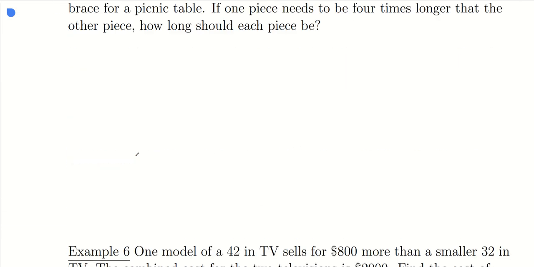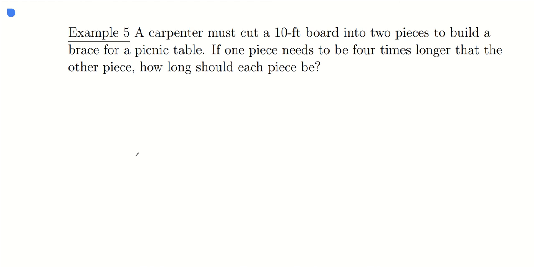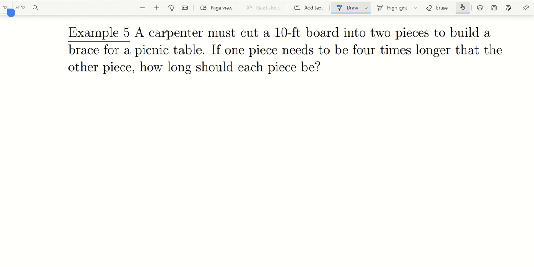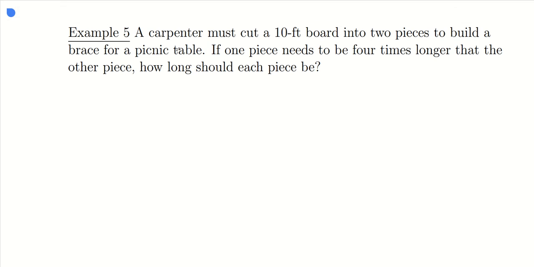Let's take a look at example 5. In example 5, it says a carpenter must cut a 10-foot board into 2 pieces to build a brace for a picnic table. If one piece needs to be 4 times as long as the other piece, how long should each piece be? This is a classic type of application of a linear equation where not only are we trying to solve for one variable, in essence there are 2 things we need to find, because we need to find out how long each of these 2 pieces of board is going to be.